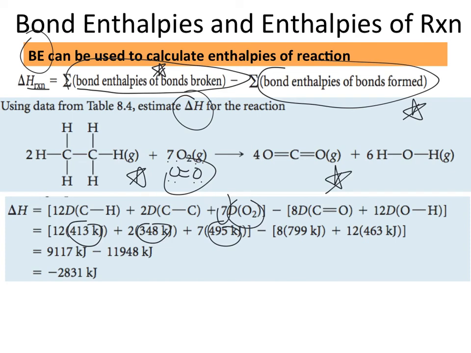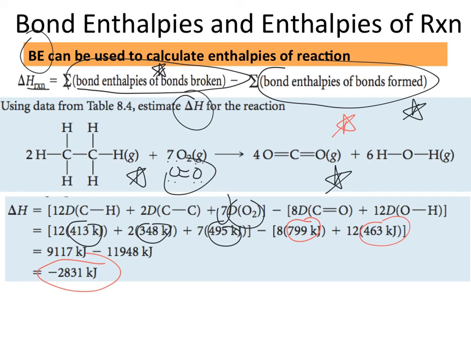So once again, I get those numbers off the bond enthalpy charts. I plug in the numbers, I do the multiplication and the addition and subtraction. This subsequently gives me the number of kilojoules released during this reaction. So the combustion of ethane is going to release negative 2,831 kilojoules of heat. We expect combustion reactions to be exothermic, so this seems reasonable in terms of your calculation. So you can use these bond enthalpy values in order to calculate delta H of reactions.